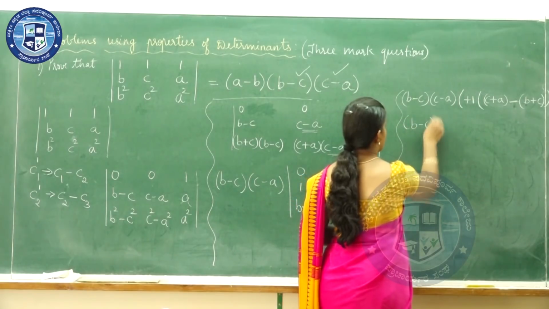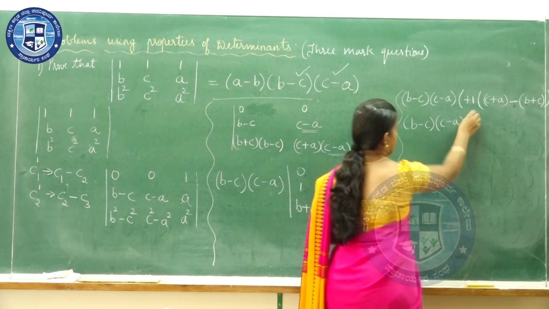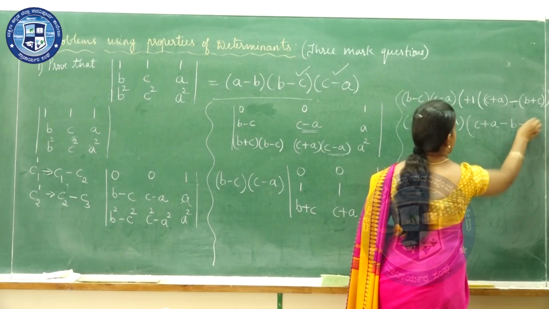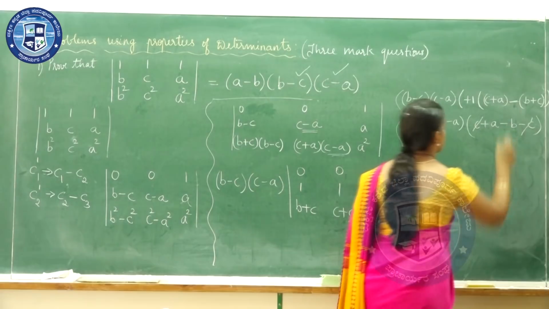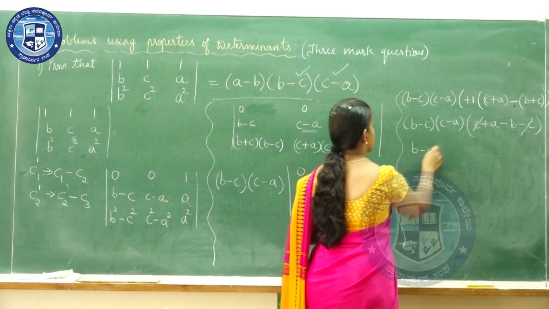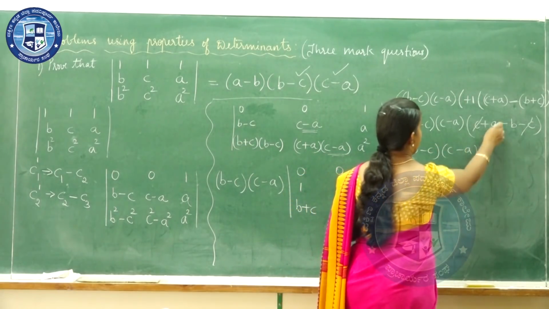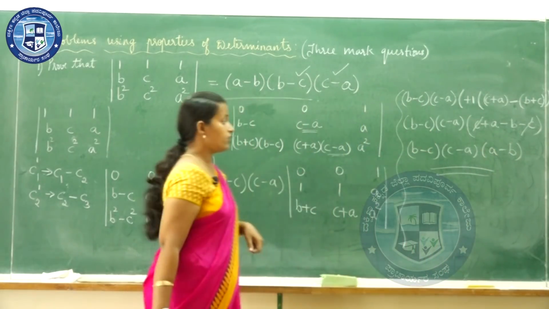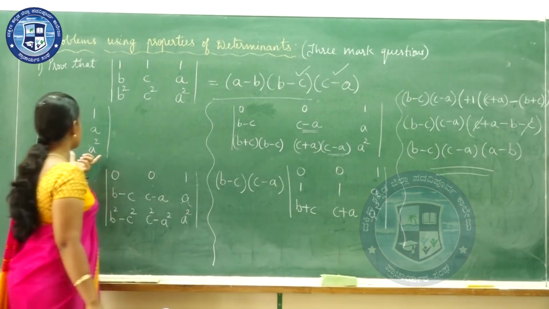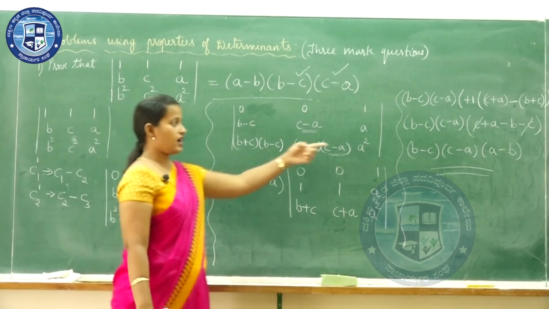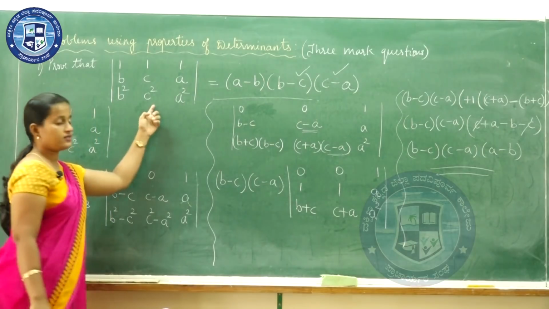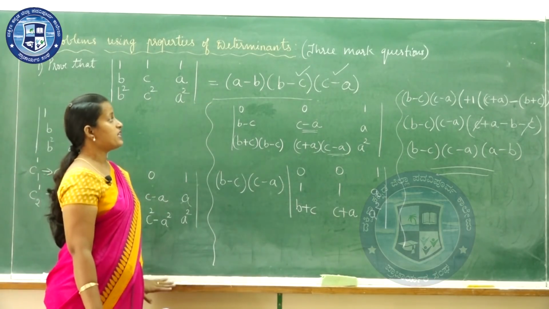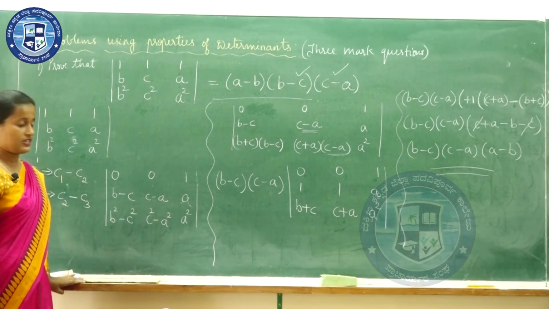So, you have (b minus c)(c minus a) into, now simplify this: c plus a minus b minus c. So, c and minus c will get cancelled. So, (b minus c)(c minus a), and here you have a minus b. So, you have got your RHS. You started from the LHS and you reached the RHS. So, we have proved what was asked. This determinant equals (a minus b)(b minus c)(c minus a).